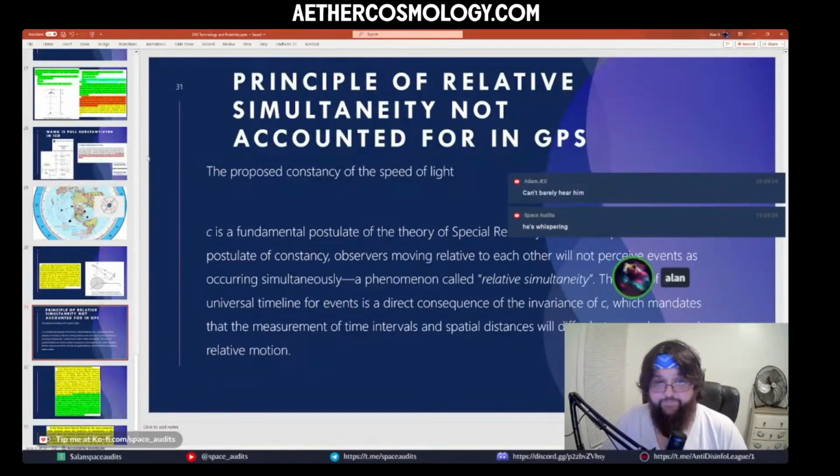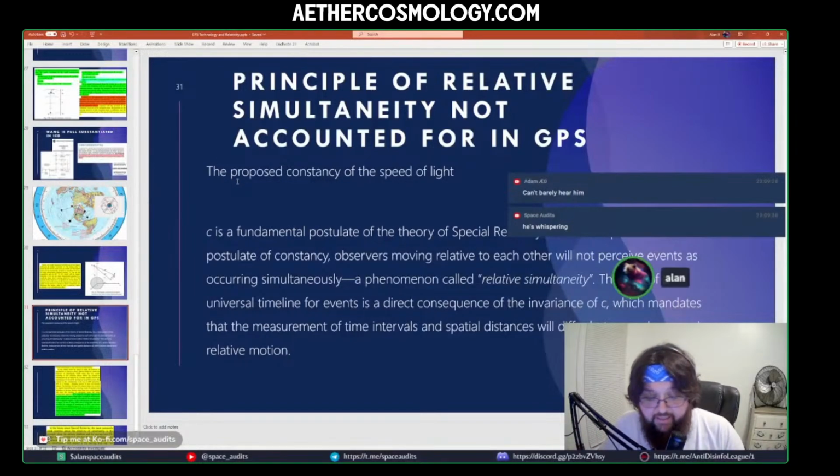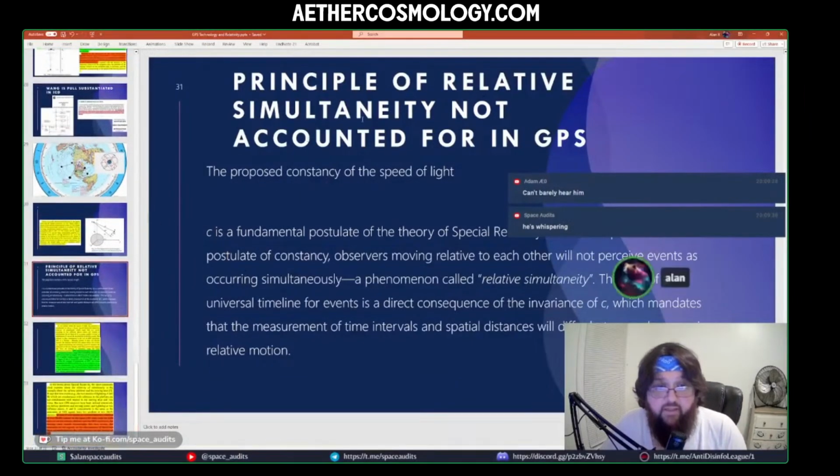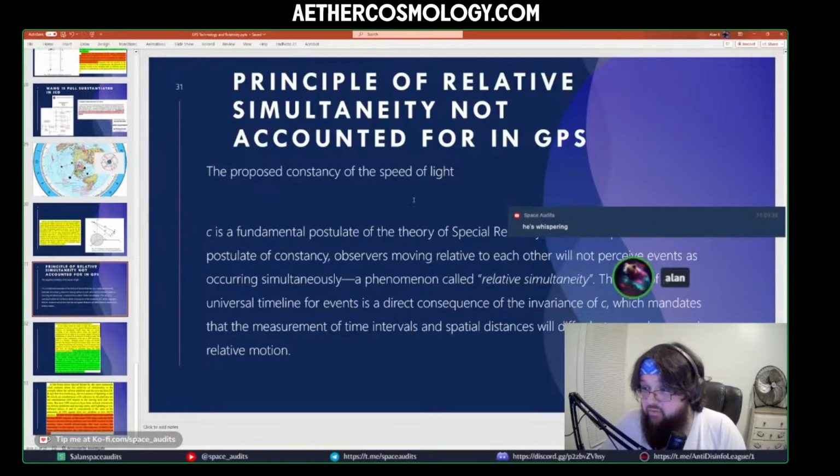All right, so to end out here, the principle of relative simultaneity is not accounted for in GPS. One of the big consequences of the speed of light being the same is the principle of relative simultaneity, meaning that for observers in relative motion to one another, there isn't a cohesive chain of events that can be followed because it's all relative, right? And the speed of light's constant. So they're going to see events happen at different times. This would have to be accounted for in GPS because everything is synced to GPS time, all on the same cohesive timeline. So there should definitely be relativity corrections, right? Because this is the main crux of the belief system.